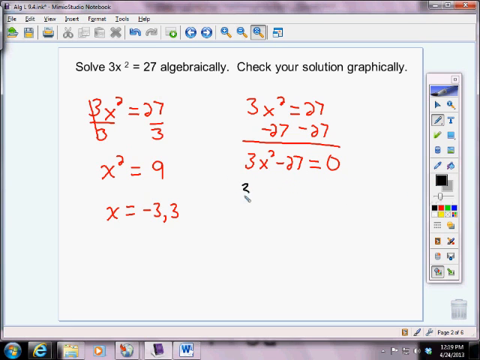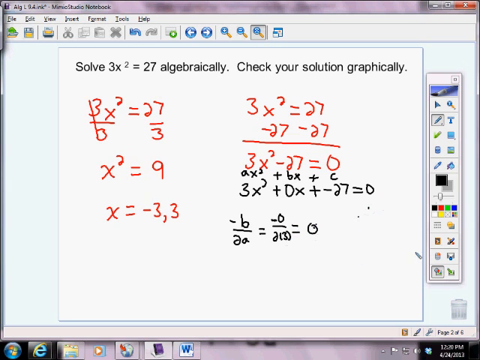Sometimes it's helpful, ladies and gentlemen, to write it out so you have every term there. So we have ax squared plus bx plus c. If I use negative b over 2a, my b is 0. That ends up being negative 0 over 2 times my a, which is 3. Negative 0 over 6 ends up being just 0. Okay, so our x value is 0.